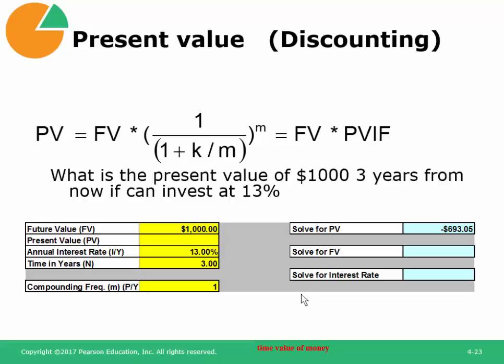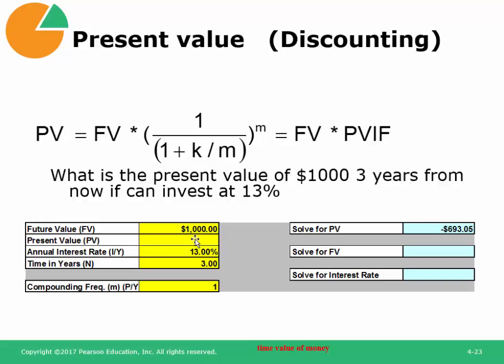What about present value? Let's bring some money back to today so we understand its current value to us. What's the present value of $1,000 if you could receive it in 3 years and you can invest at 13%? Well, you know the future value is $1,000. The present value is what you're solving for.